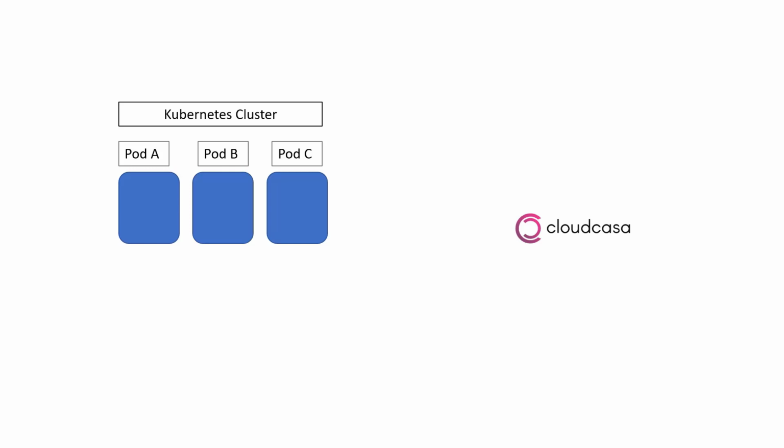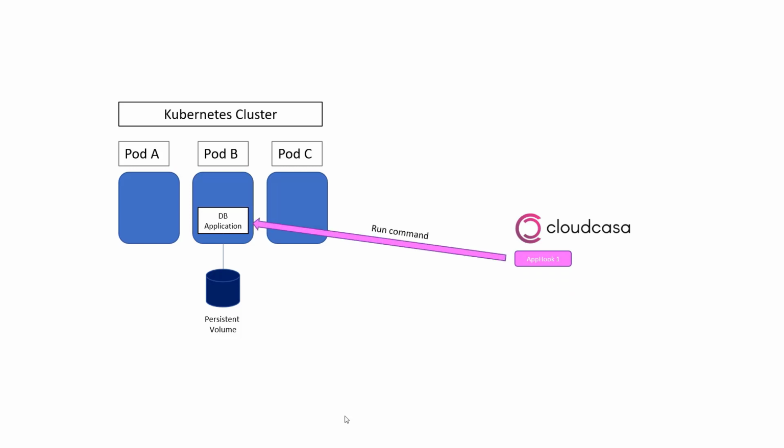As an example, let's say I had a database or application running in my Kubernetes cluster, which I need to perform a series of commands on before taking a snapshot of the persistent volume data tied to that pod. In this case, I could use the application hook functionality to quiesce that database prior to taking a snapshot of the cluster in order to ensure the application consistency of the stateful data residing on the persistent volume tied to that pod. So in this demo, I'll show you how to configure an app hook in CloudCasa and run it against a pod in your Kubernetes cluster.